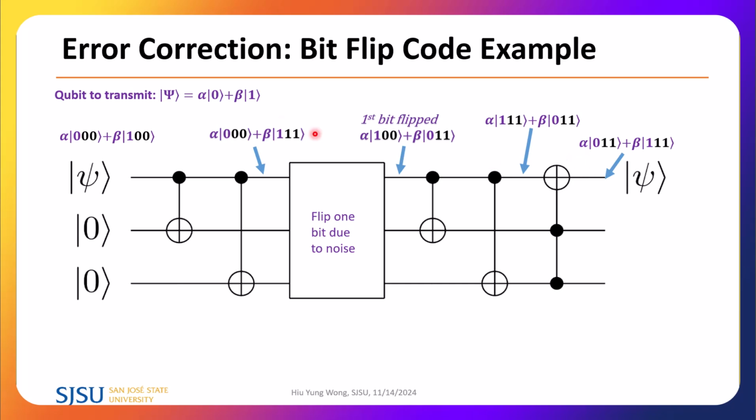Now you see that through this circuit, we recover the original state, alpha 0, beta 1. But we mess up the ancillary qubits. And that is the idea. You very often see that, not just in error correction, but in other quantum algorithms.